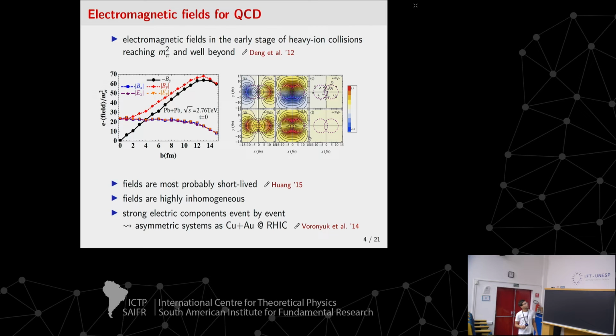So I'm not going to show any introduction to you except for this one plot, which reminds you that on an event-by-event basis, you have for each component of the magnetic and electric field large signals, as a function of centrality, and here we have these inhomogeneous structures that Dean also showed you. The fields are most probably very short-lived and very inhomogeneous, and I think this was also pointed out by Marcelo just the other day, that if you have asymmetric systems, then the electric components can be especially important.